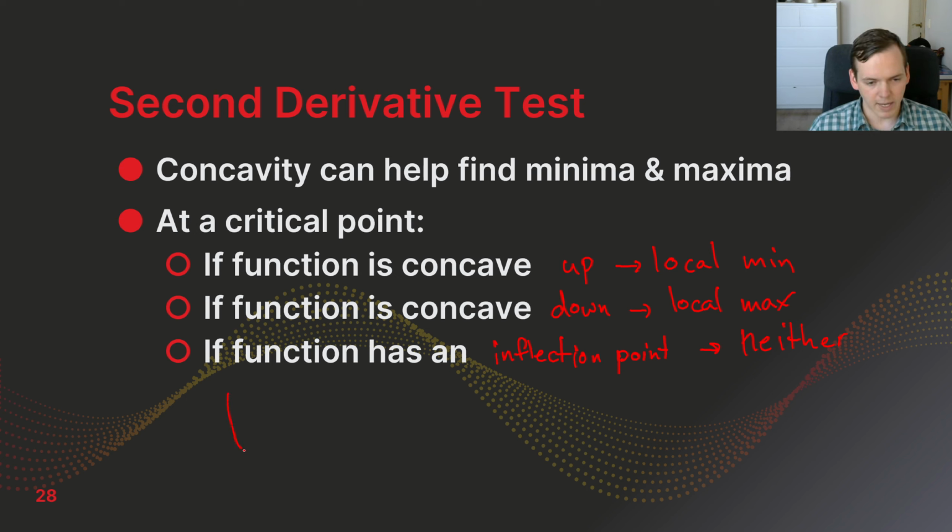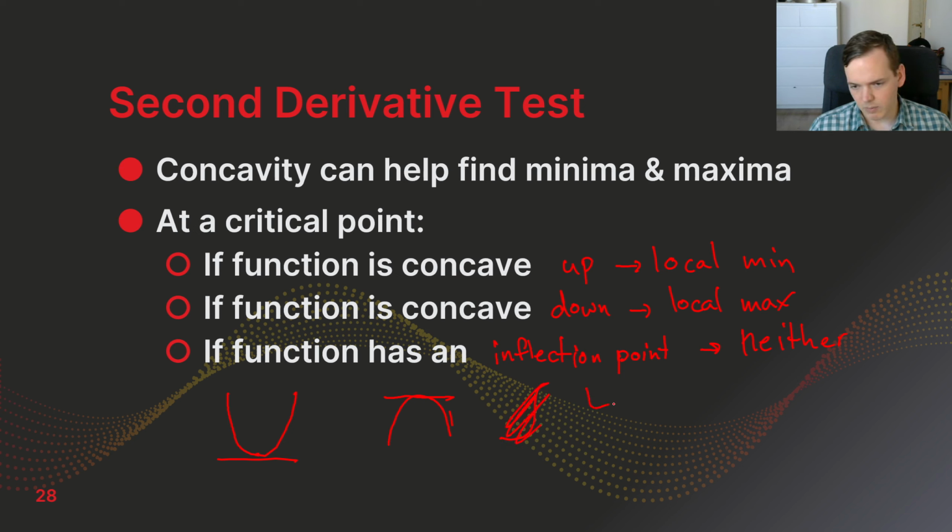So a concave up function with a critical point is going to look like this. A concave down function is going to look like this with a critical point. And we can see that if it's concave up, it's a minimum. If it's concave down, it's a maximum. The only other option is not like that.